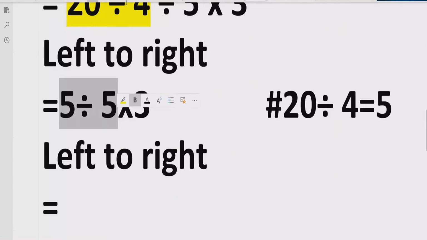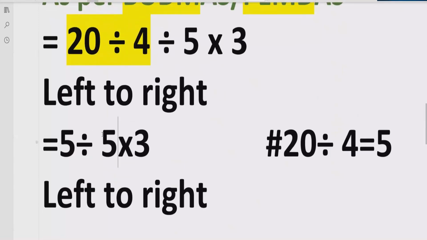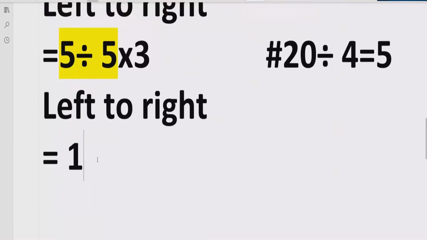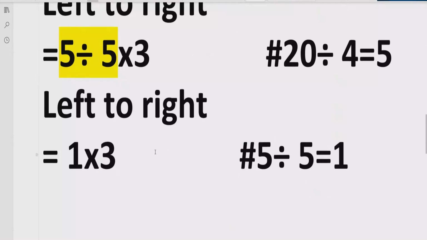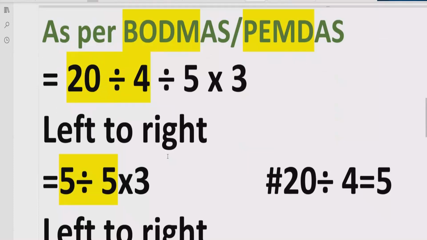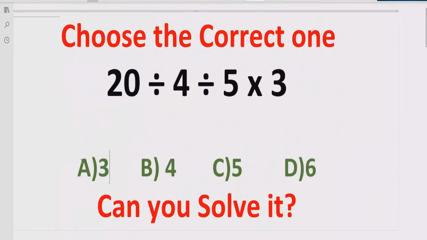Now we have this division, which is 5 divided by 5. So we will divide this two terms, 1 multiplied by 3. And here we have to give the reference 5 divided by 5 equals to 1. Now move forward, we have two terms which are multiplying each other. So we will multiply both of them and get the answer is 3. So the answer of the given expression is 3. If you see the answer list, answer A is the correct answer of this expression.